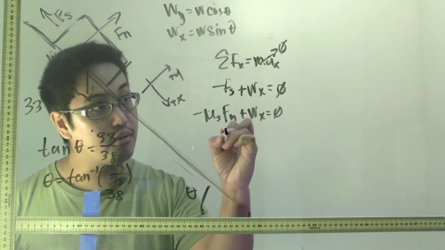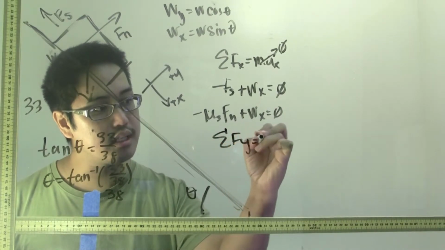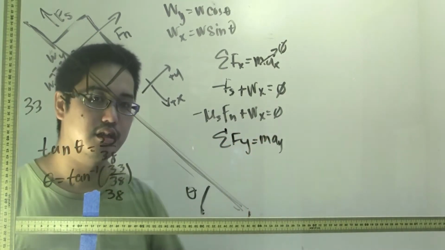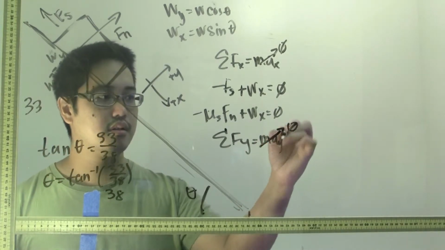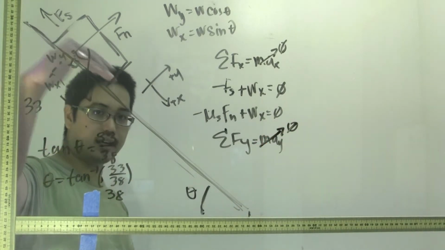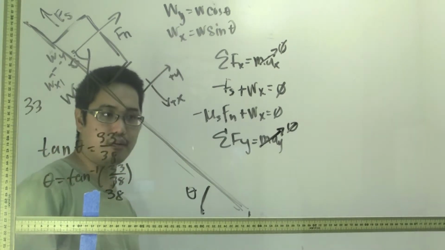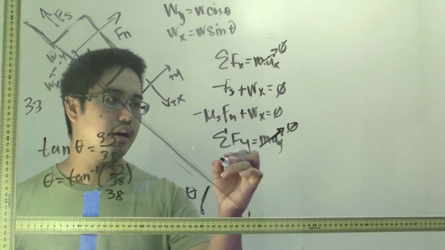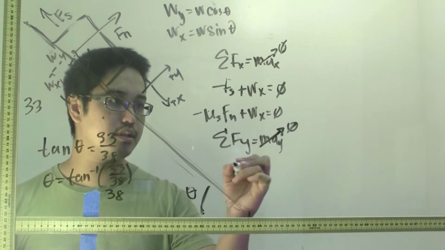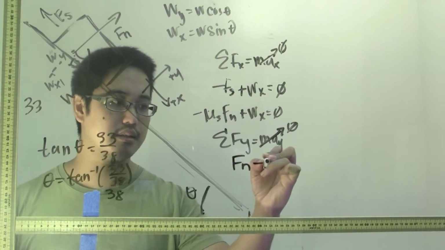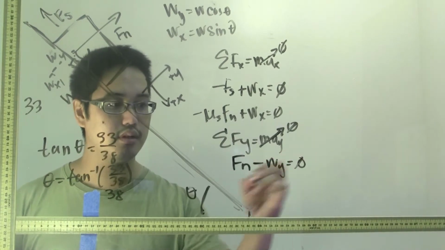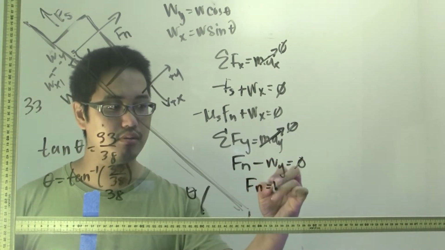So now I'm going to add up the forces in the y direction, and that's equal to mass times acceleration in the y direction. This one is obviously 0 acceleration, because even if it were moving, it's sliding down this way, but in the y direction, it's not moving anywhere. Adding up the forces in the y direction, I see that I have a normal force minus my Wy equal to 0. So my normal force is equal to my Wy.